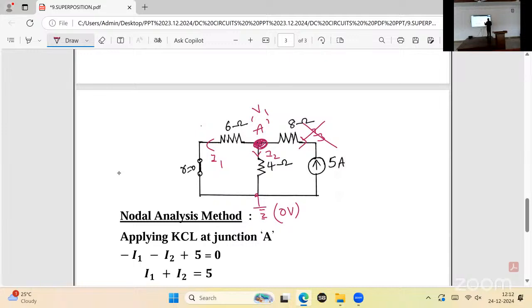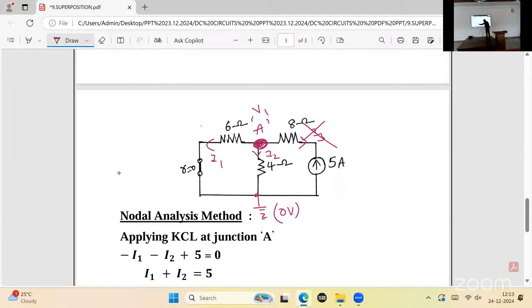Now make the assumed currents away from the junction. Always away. The assumptions are always away. I cannot assume I3. Why can I not assume I3? Because it is already given as flowing toward the junction, so I cannot assume it.